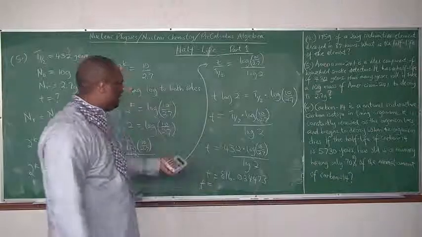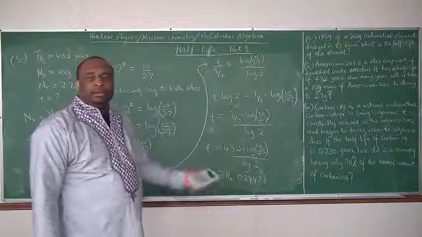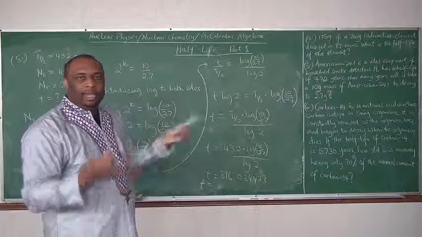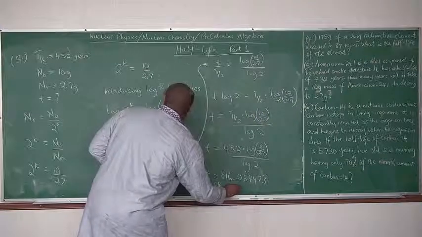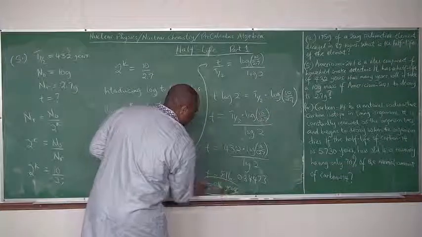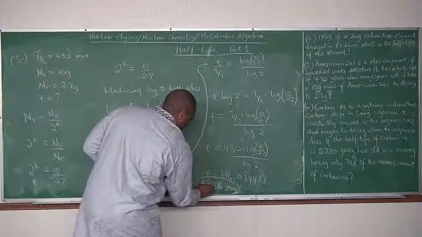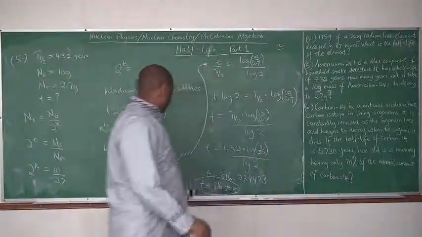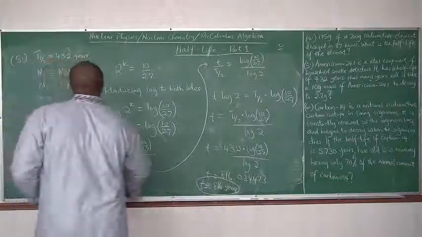If you have a time, you round it to the nearest integer. So this is approximately 816 years. Now, you know how I put approximately like this? What if we use the other method to do this?